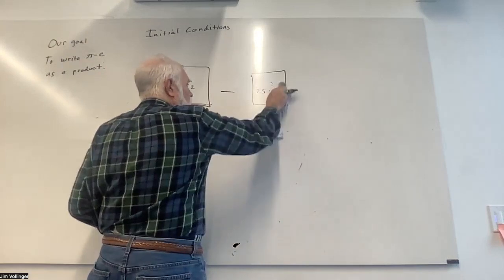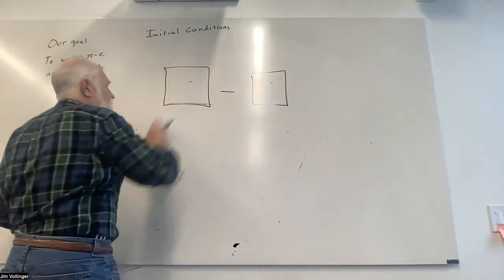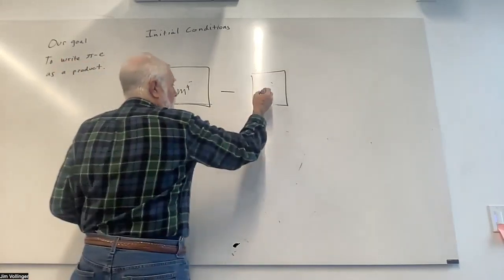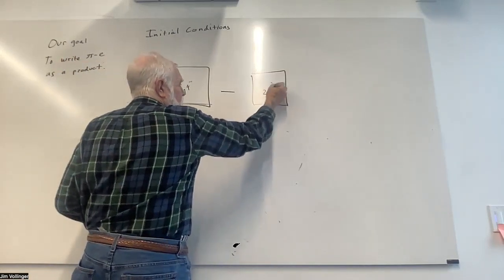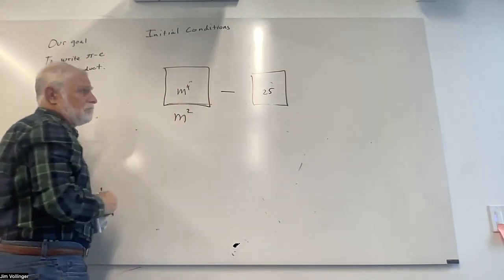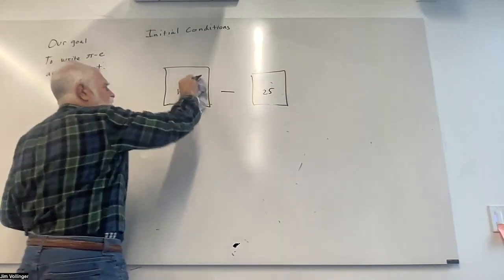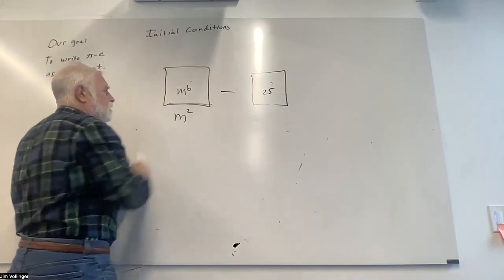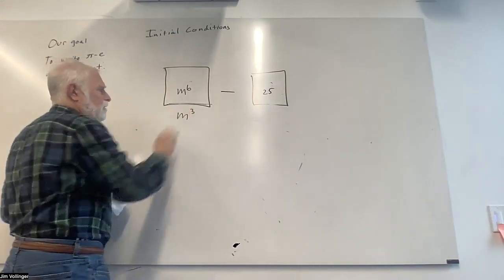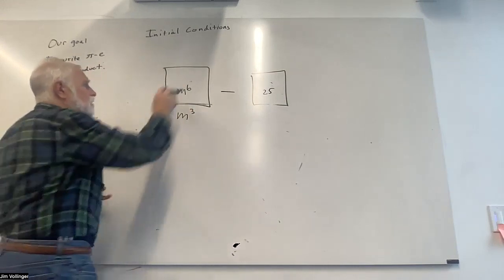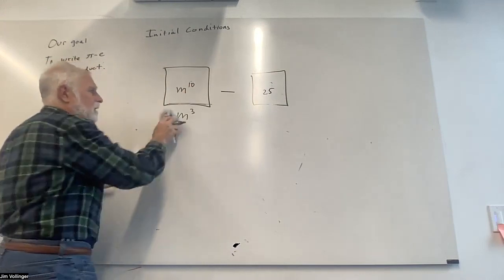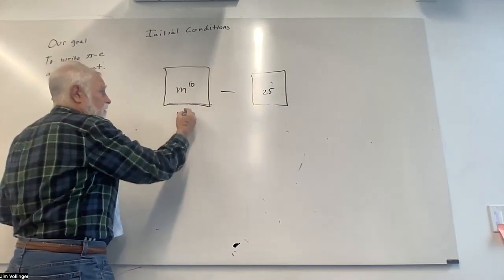I don't know at what level I'm going to expect you to know this, but how about we try m to the 4th minus 25. The square root of m to the 4th is m squared. Let's change it to m to the 6th. The square root of m to the 6th is m to the 3rd. Let's change it to m to the 10th. The square root of m to the 10th is m to the 5th.